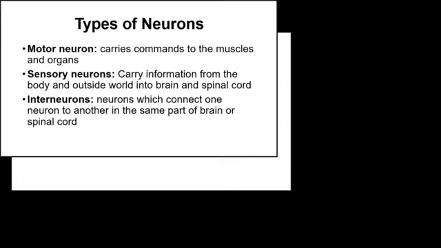And then our interneurons are actually one of the more abundant ones, and these are the ones that connect different types of neurons. So these are the ones that are going to be doing all of the in-between work.